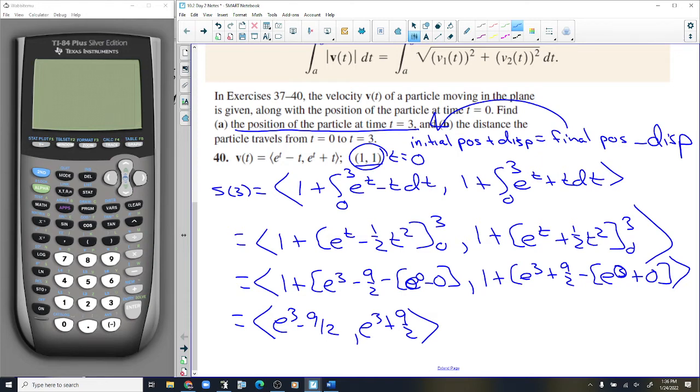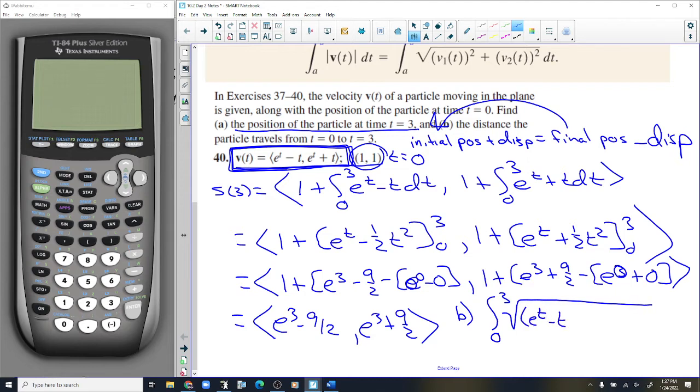And then B, the distance the particle travels from 0 to 3. But this is the first derivative. This is the change in x and the change in y, essentially. So we're going to go integral from 0 to 3 of the square root of (e to the t minus t) squared plus (e to the t plus t) squared dt. And there's some decimal value for that. I'll assume you know how to plug that into your calculator.